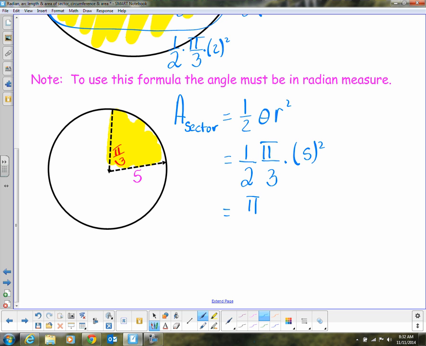1 times pi is pi. 2 times 3 is 6. What is 5 squared? 25. So that's 25 over 1, so that's going to be 25 pi over 6. Now, if you want a decimal, you certainly can find the decimal. That's the area of that slice of pizza. That is part B of what you do tonight.